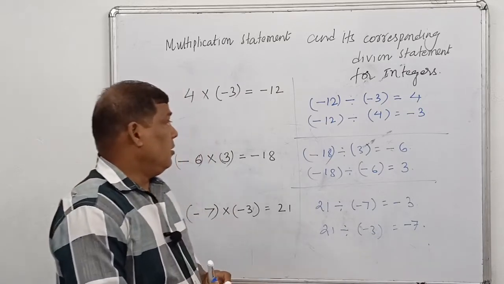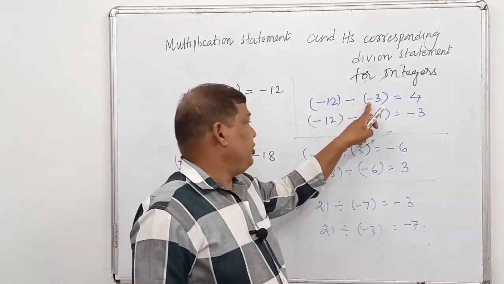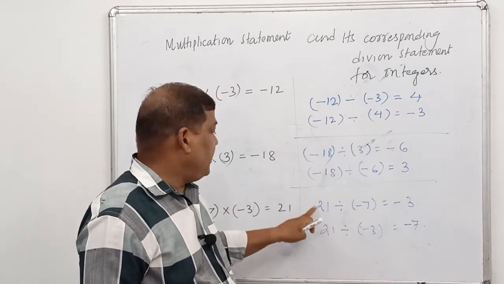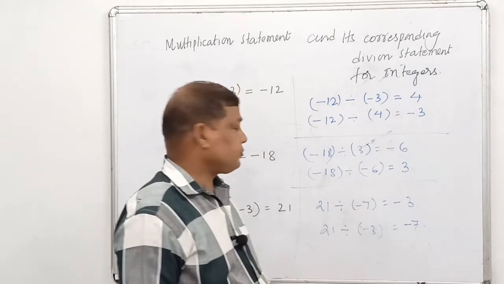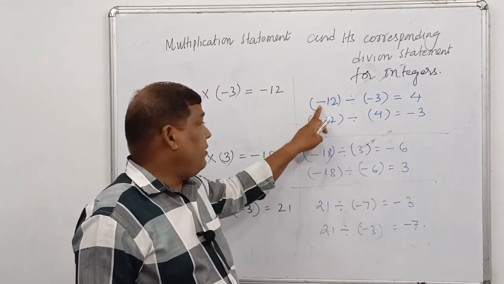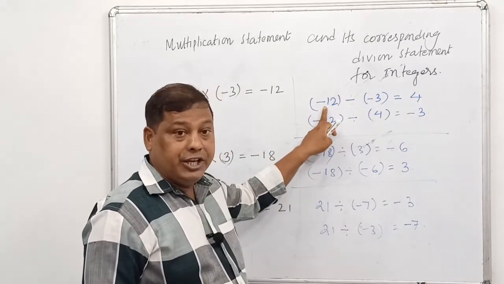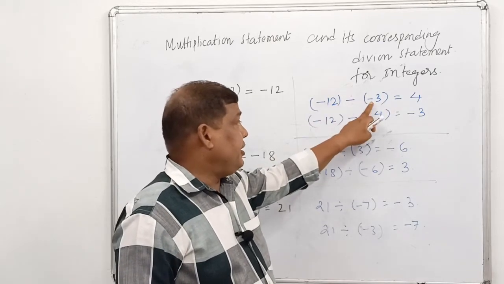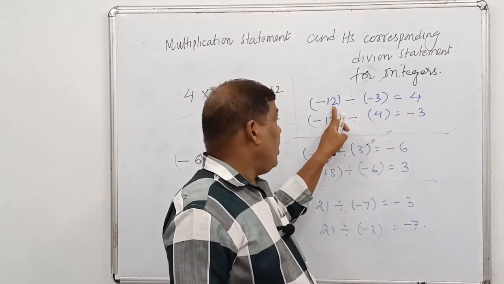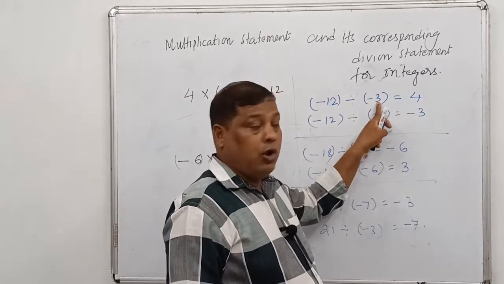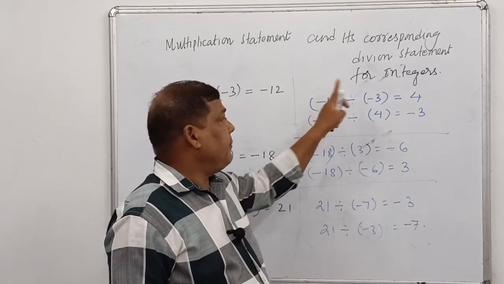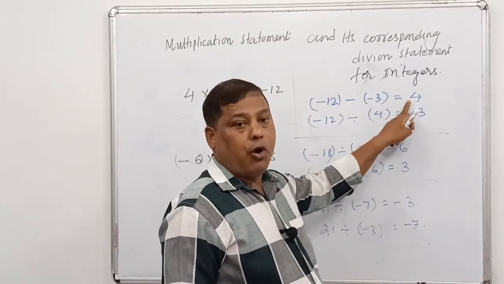See here, here is the negative sign, here is the negative sign, here is the negative, here is the positive sign, then here is the positive sign, here is the negative sign. Now from these statements we have observed, when we divide a whole number like 12 by 4, it gives 4. When we divide a negative integer by a negative integer, it gives a positive integer.